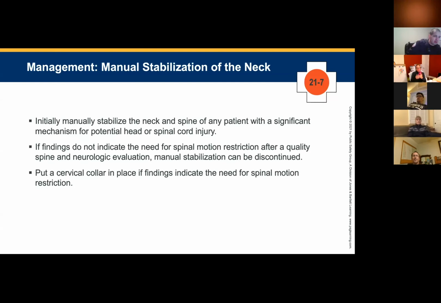All right, so if we have somebody with a head, neck, or back injury, we want to initially manually stabilize the neck and spine of any patient with a significant mechanism of injury for potential head or spinal cord injury. If findings do not indicate the need for spinal motion restriction after a quality spine and neurological exam, we can stop spinal immobilization. So initially, we're going to come up on scene and tell somebody, hey, don't move your head, maybe hold their head nice and still. We do our exam, and if we find that we don't need to collar them, then don't put the collar on.